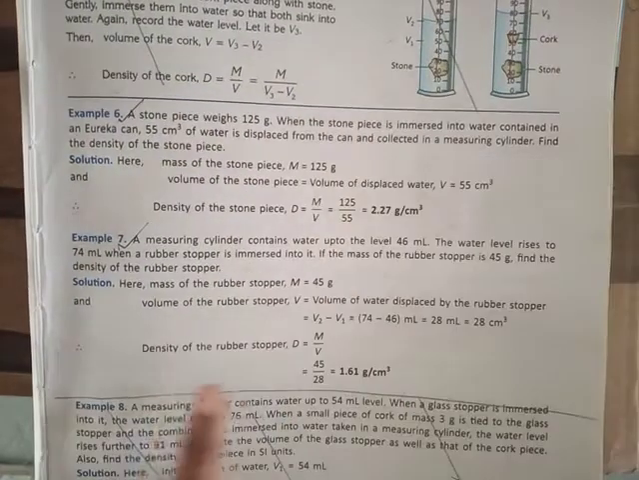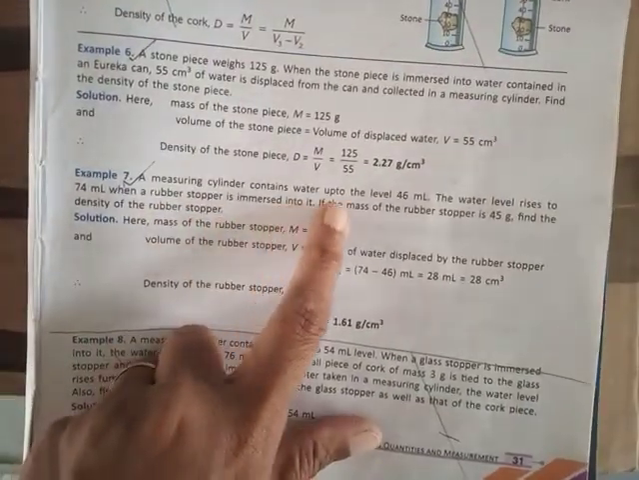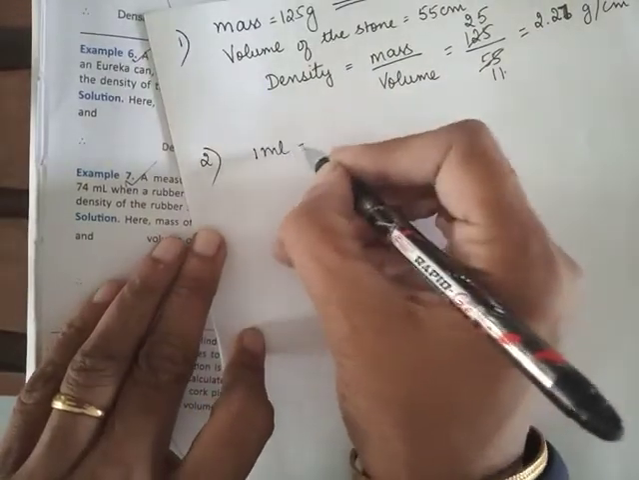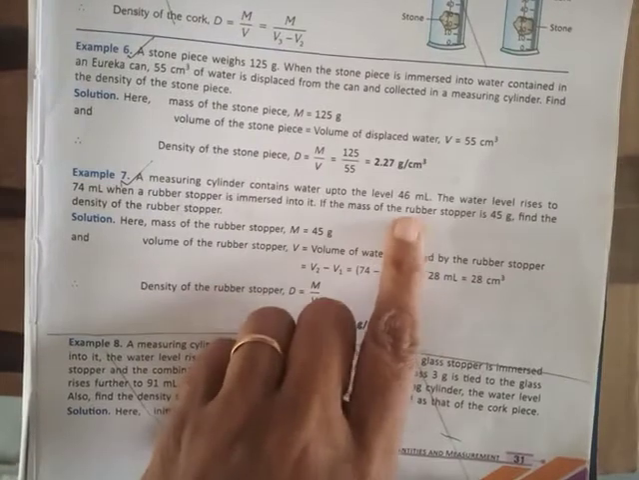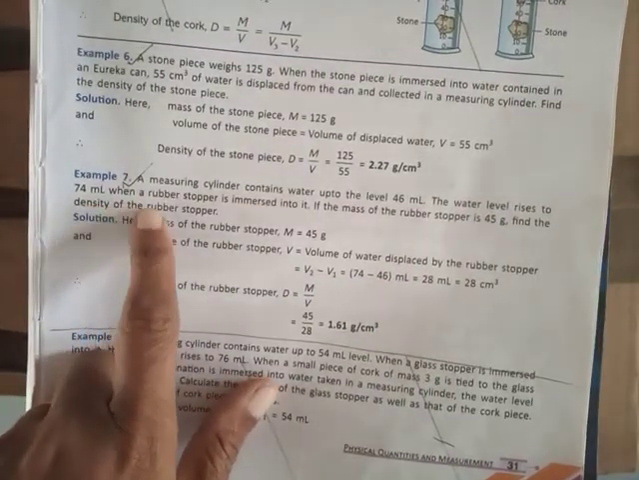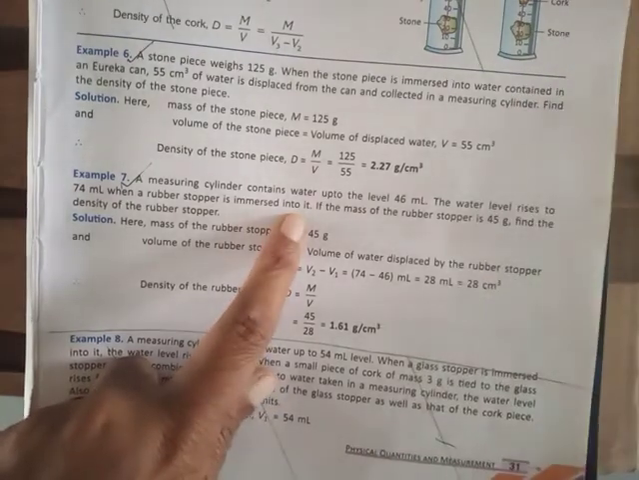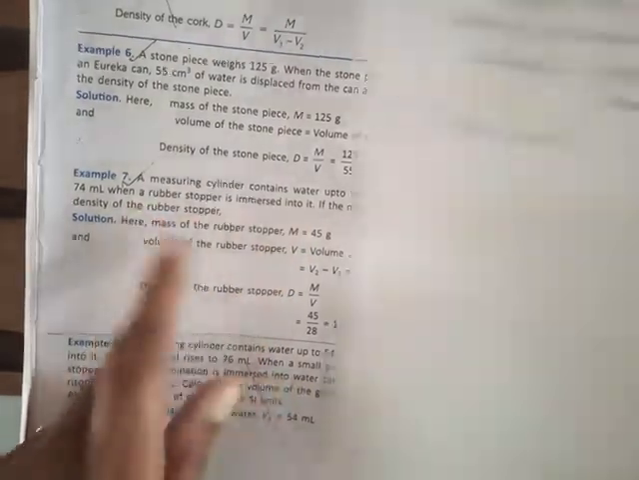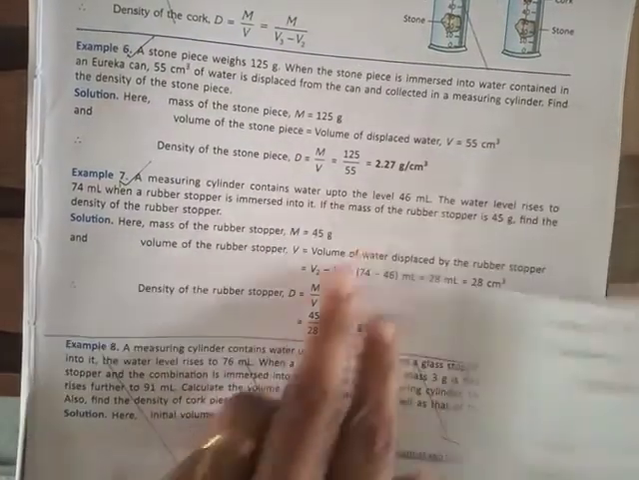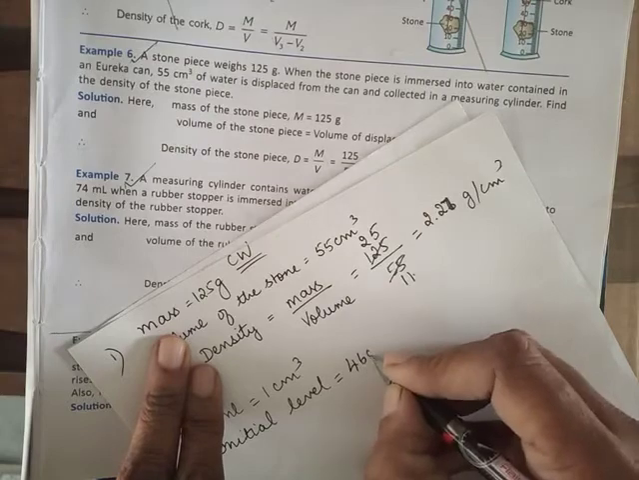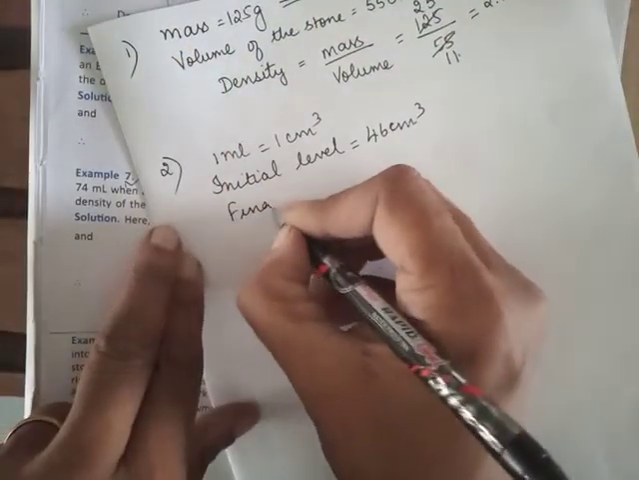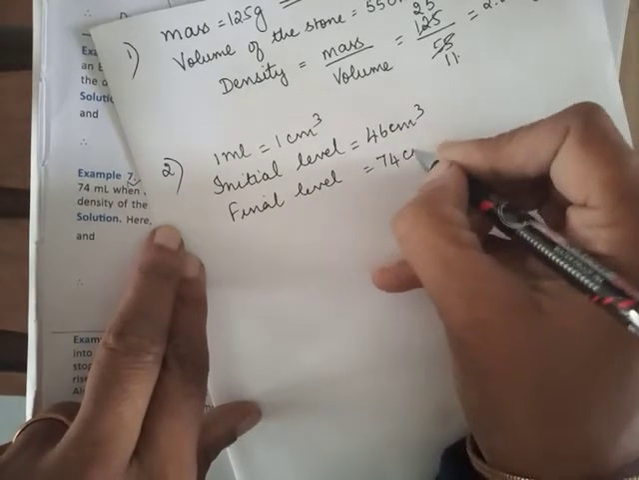Then see example number 7. A measuring cylinder contains water up to the level of 46 ml. ml is the same as centimeter cubed. 1 ml is equal to 1 centimeter cubed. So if I say 46 ml, it means 46 centimeter cubed. The water level rises to 74 ml when a rubber stopper is immersed into it. This is finding the volume using the measuring cylinder. So the initial level of water was 46 centimeter cubed. The final level, the level the water rises to, will be 74 centimeter cubed.